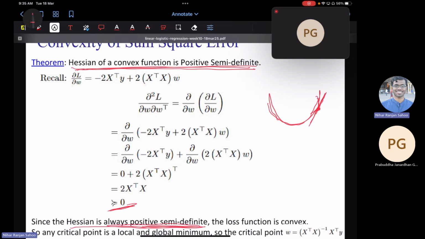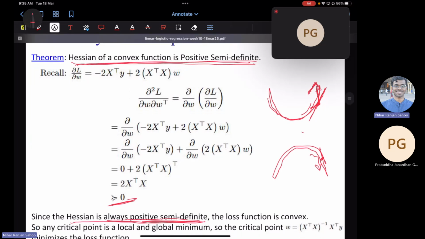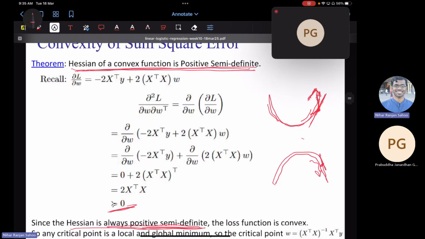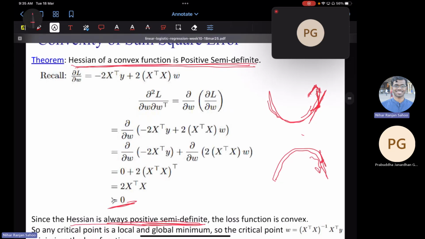So what is the curvature? If the curvature is upwards, in this direction, then the Hessian will be positive. If the curvature is downward, let's say this is concave, at any point the curvature is downward, then the Hessian will give us a negative value. So that's the intuitive explanation, but it requires rigorous math to prove it, so I'm just skipping it.